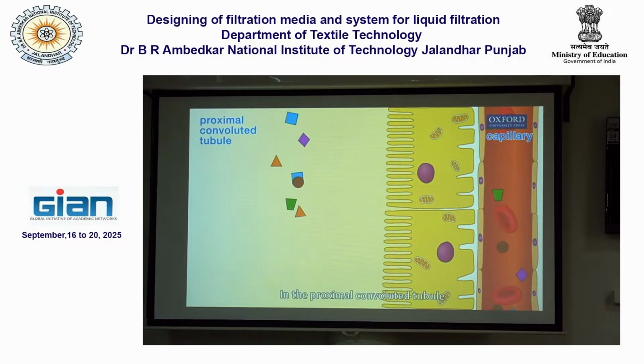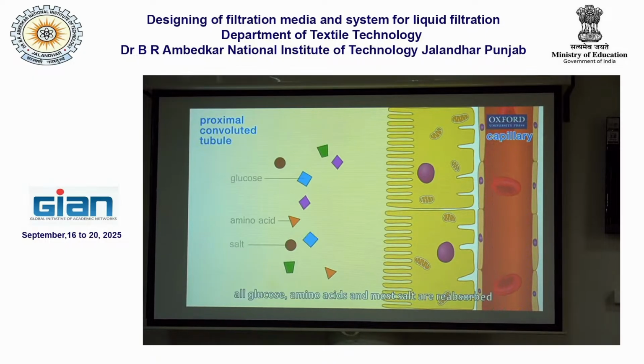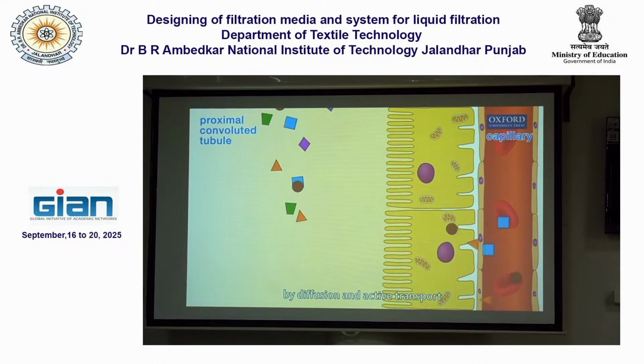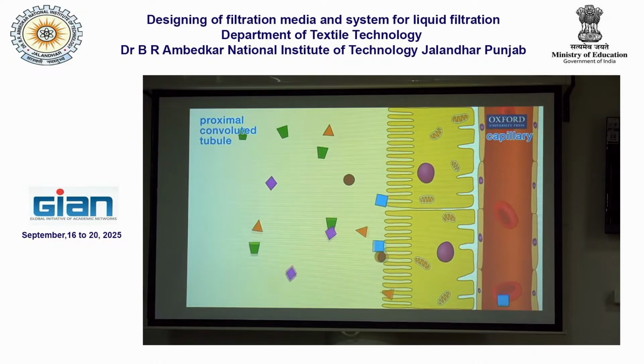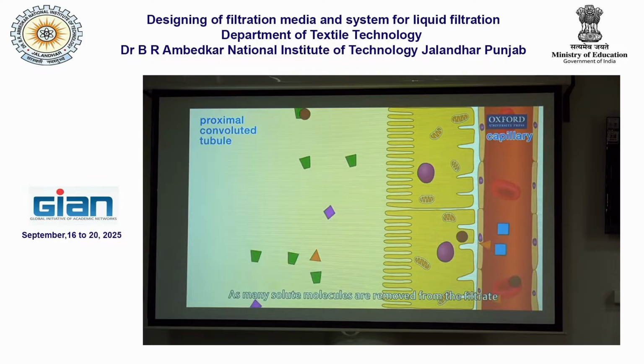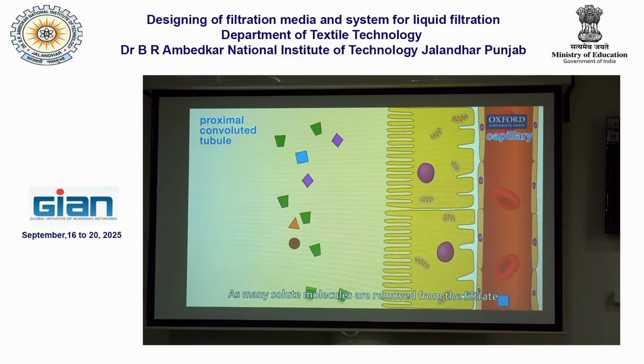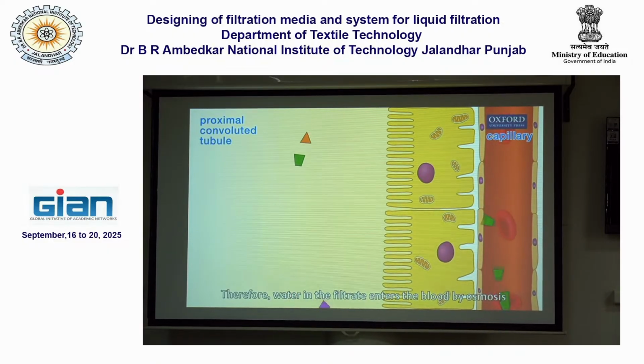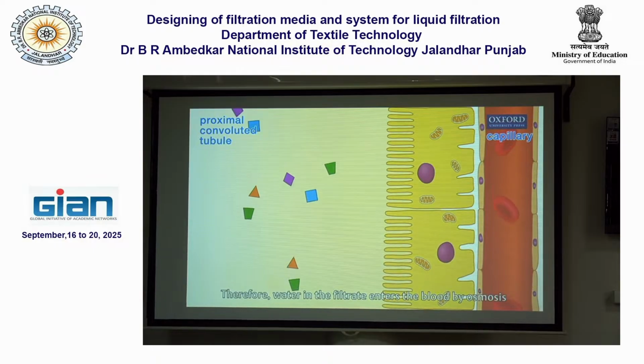In the proximal convoluted tubule, all glucose, amino acids, and most salt are reabsorbed by diffusion and active transport. As many solute molecules are removed from the filtrate, the water potential of the filtrate rises. Therefore, water in the filtrate enters the blood by osmosis.